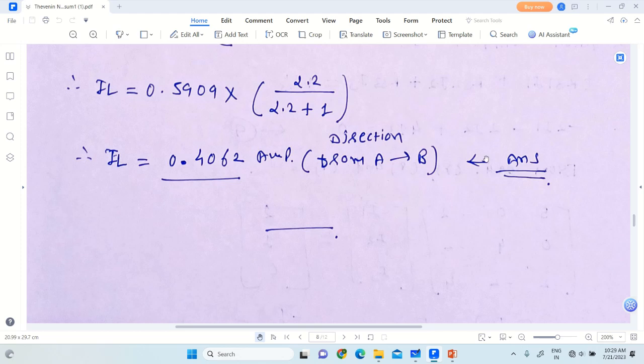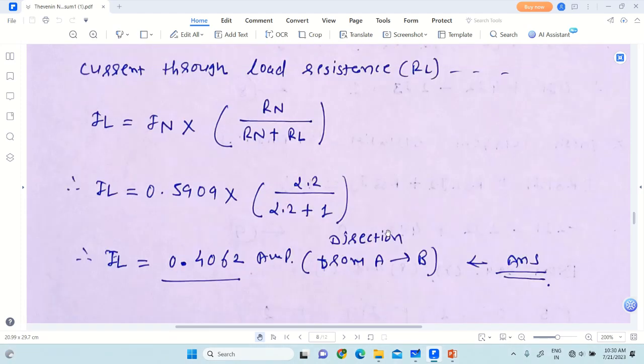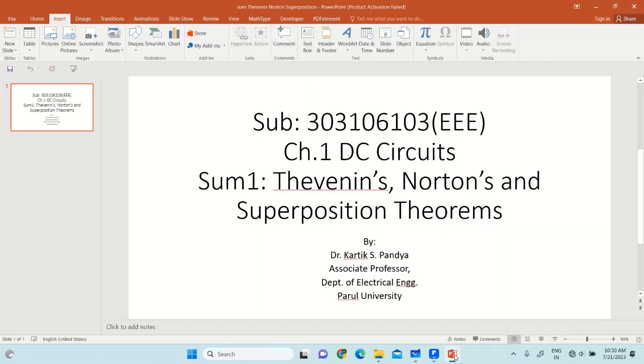And you can notice that we obtain the same answer, right? If you use Thevenin's theorem, or Norton's theorem, or the superposition theorem, in all the methods you will get the same answer. Okay, so this was all about Norton's theorem. Thank you.